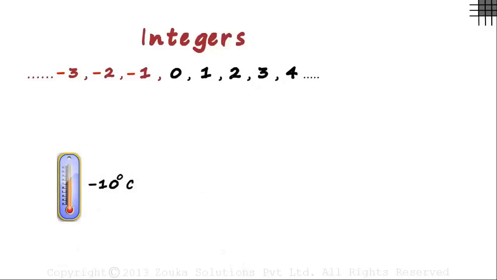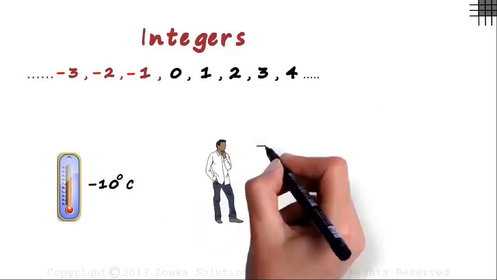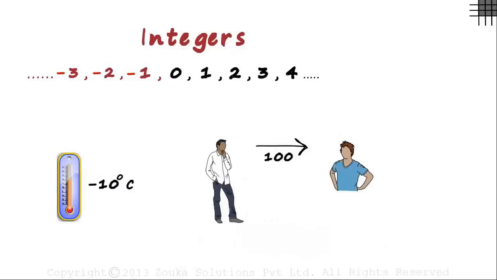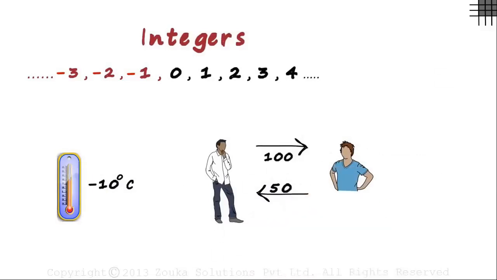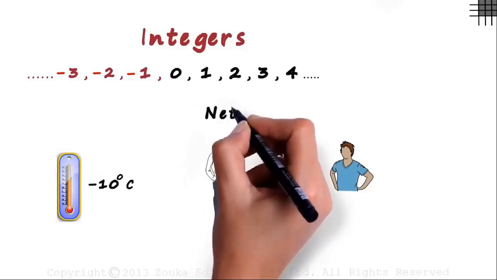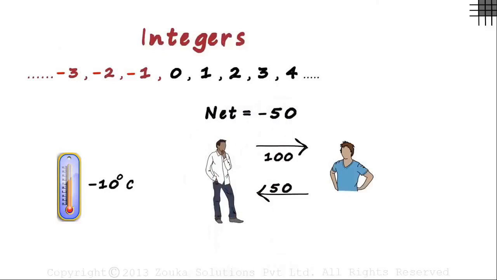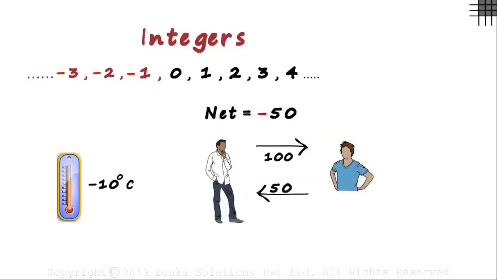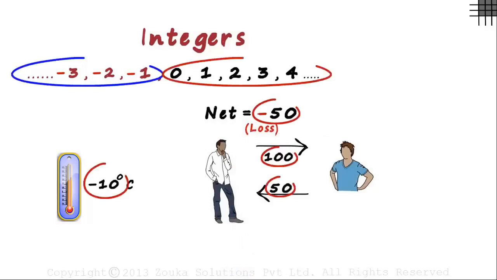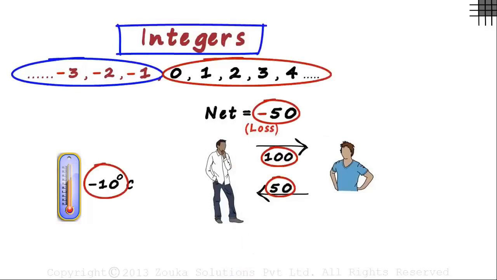Let us see a different example. Suppose you gave your friend 100 rupees and that friend returned just 50 rupees. What is the net amount you have now? The net amount you have is -50 rupees. We know there is no note available in the market which amounts to -50 rupees, but a negative sign tells us that you are at a loss. Coming back to integers, all these numbers are integers.